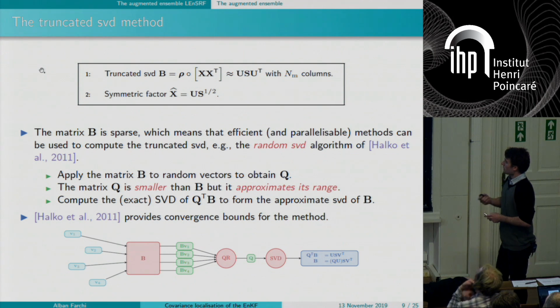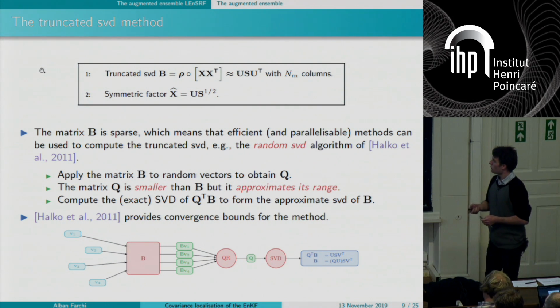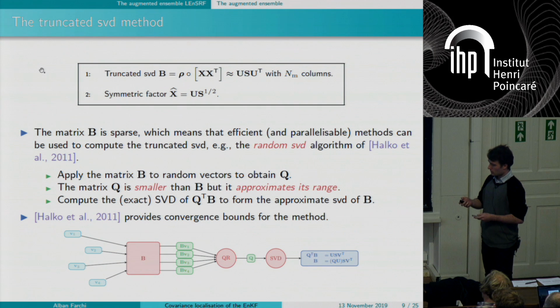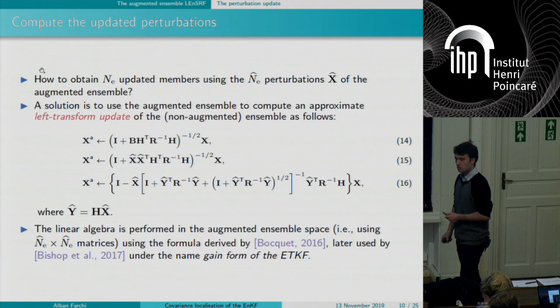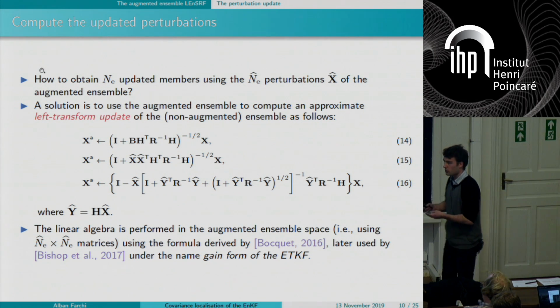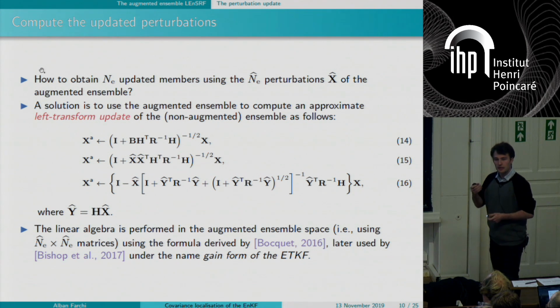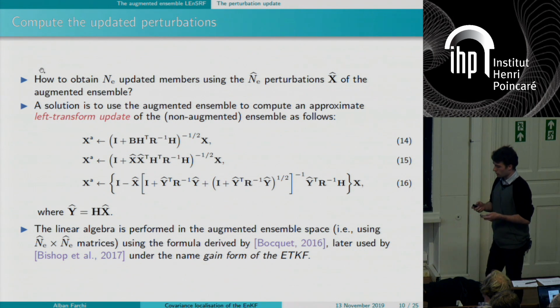The main advantage of this method is that we have a beautiful theorem: we prove the convergence of this method. So now that we have our augmented ensemble, we need to perform the perturbation updates, and we need to obtain an updated ensemble which has the correct ensemble size. And how are we going to do that?